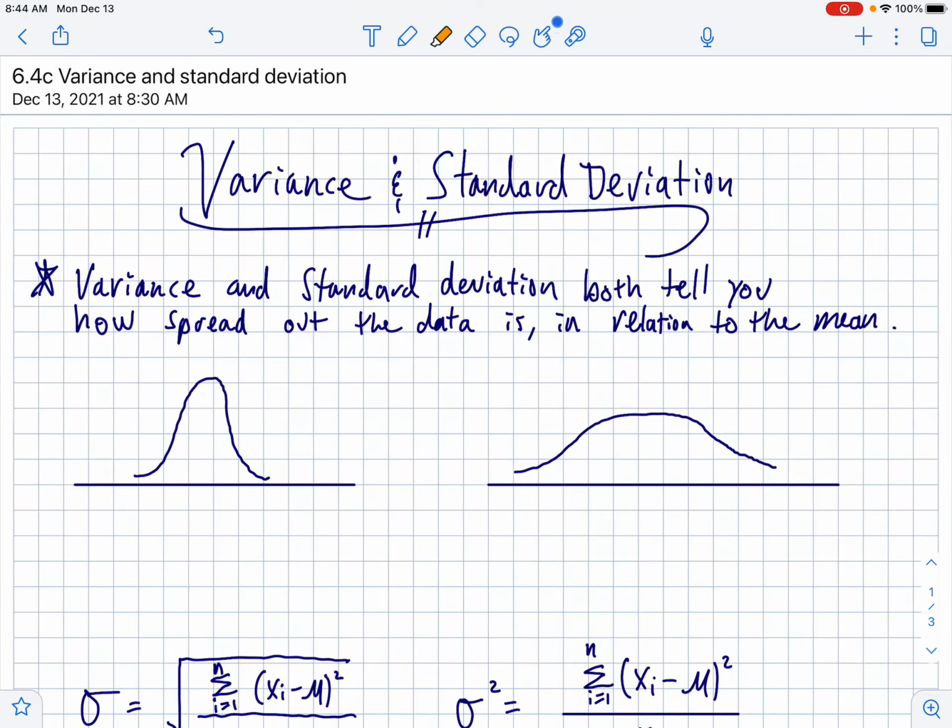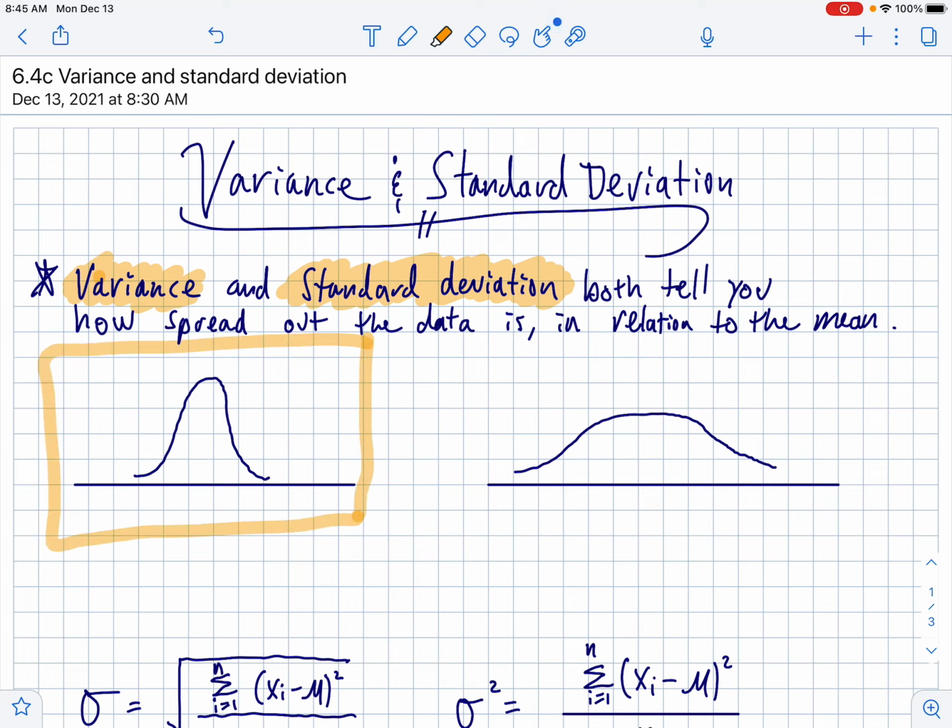Okay, IBAASL2, welcome back. Today we're talking about variance and standard deviation, which are pretty close to the same thing. They both just tell you about the spread of the data in relation to a mean. I'll show you with the equations in a second. They both tell you how spread out data is, whether it's clustered around the mean or spread out around the mean.